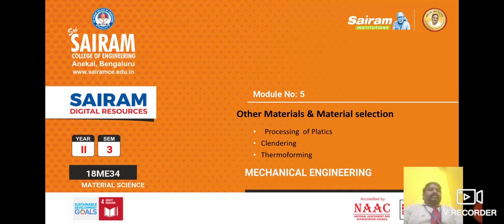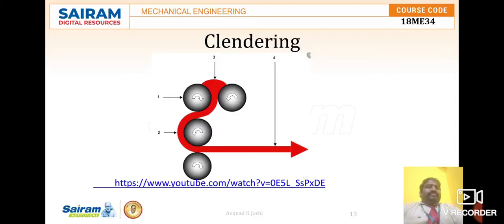Hello students, welcome to this module number 5, other materials and material selection. Here we are going to discuss the processing of plastic. In that, the first one is calendering, and another one is thermoforming. So let us discuss calendering. What do we mean by calendering?